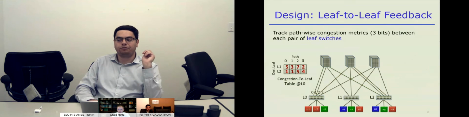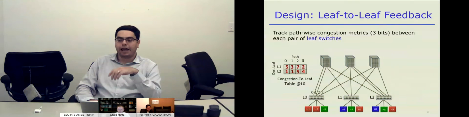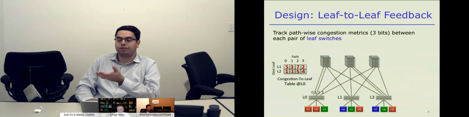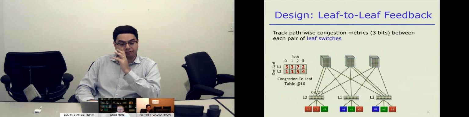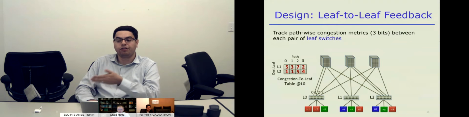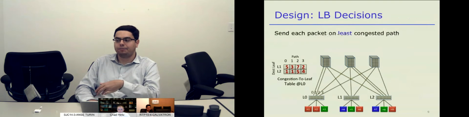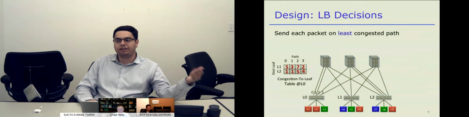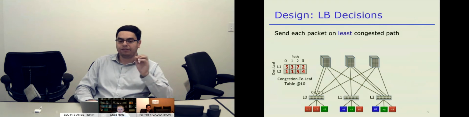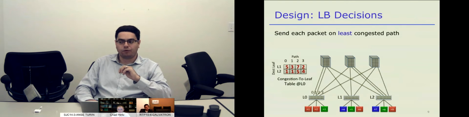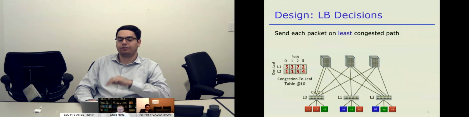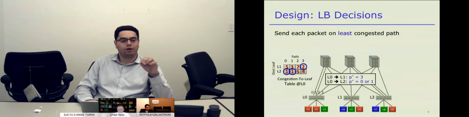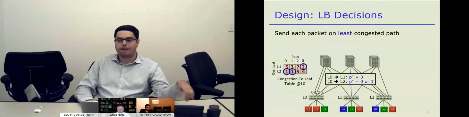We end up getting all these metrics at L0, and now what the leaf switch does is use this information to make intelligent decisions about which uplink to use for every packet. The most intuitive thing that you want to do is just say, I'm always going to send every packet on the least congested path. So every time I have a packet to send and I'm trying to make a decision across, let's say, these 4 uplinks, I'll look at the table and say, for the destination of that packet, what is the least congested uplink?